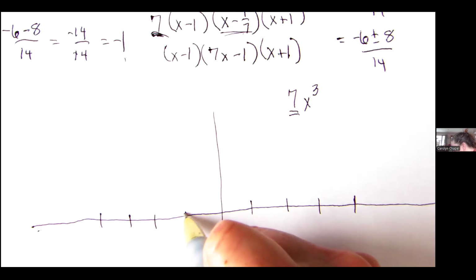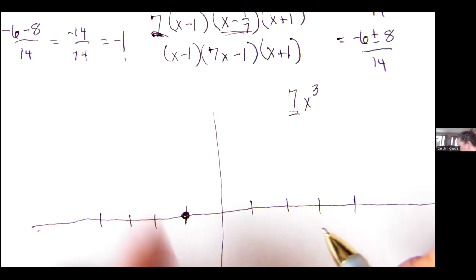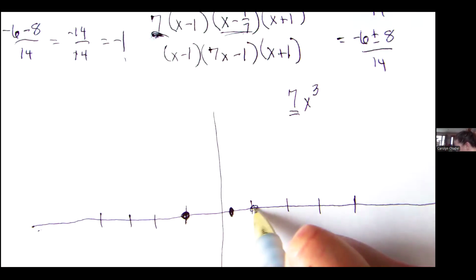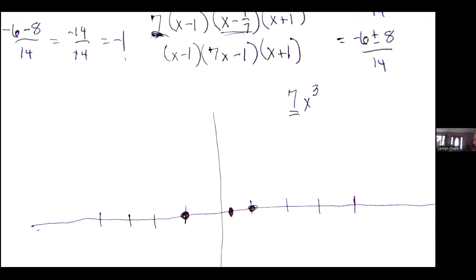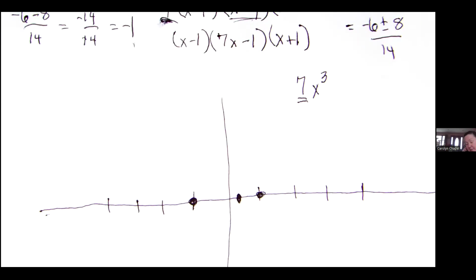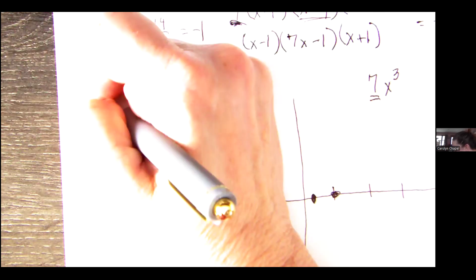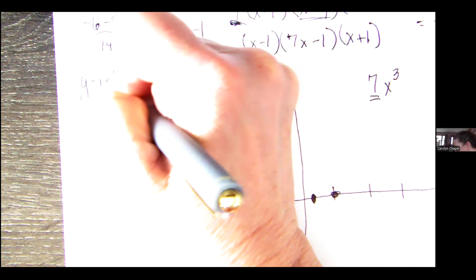Okay, we have a 0 at -1, we have a 0 at 1/7, and we have a 0 at 1. I'm going to do a really, really rough sketch by getting a few more points. One very easy value to get is your y-intercept.